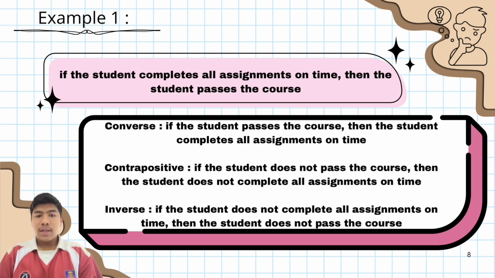The contrapositive is: if the student does not pass the course, then the student does not complete all assignments on time. In this case, both statements are negated and reversed. This statement has the same value as the original implication. Lastly, the inverse is: if the student does not complete all assignments on time, then the student does not pass the course. Here, both statements are negated but the order remains the same.